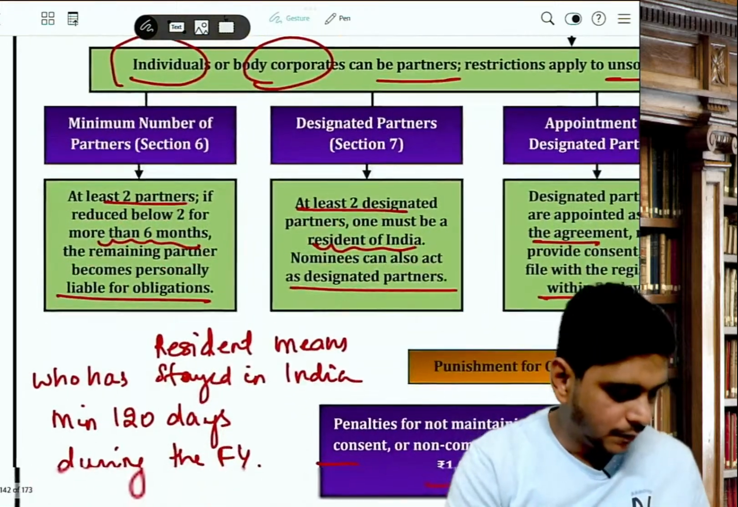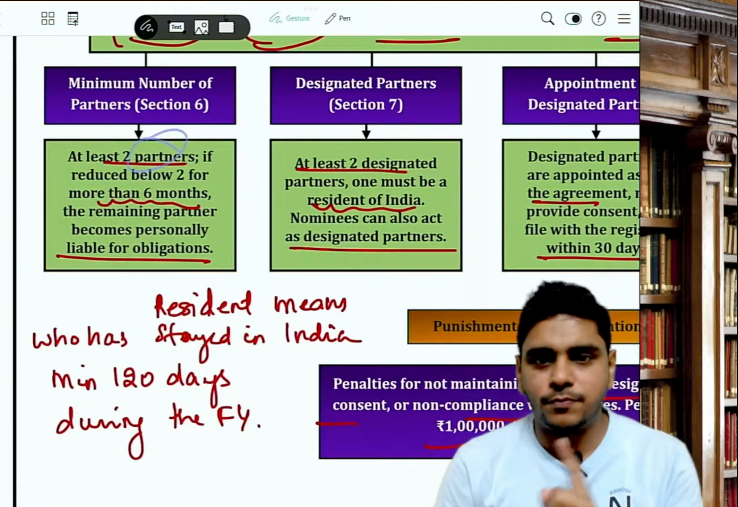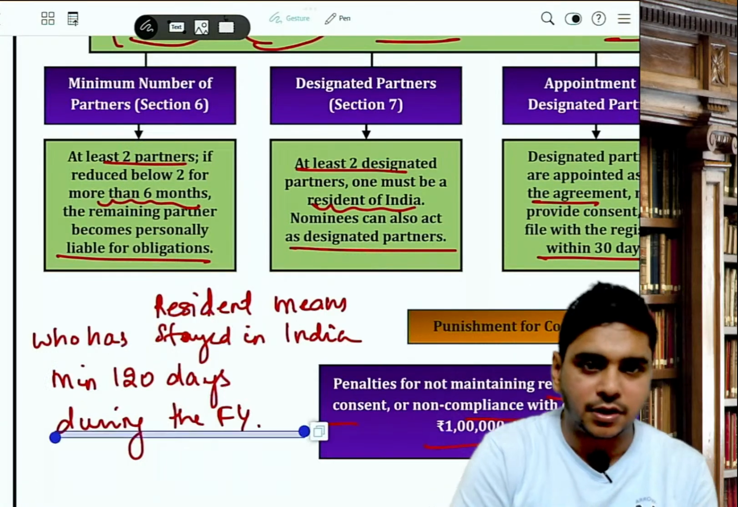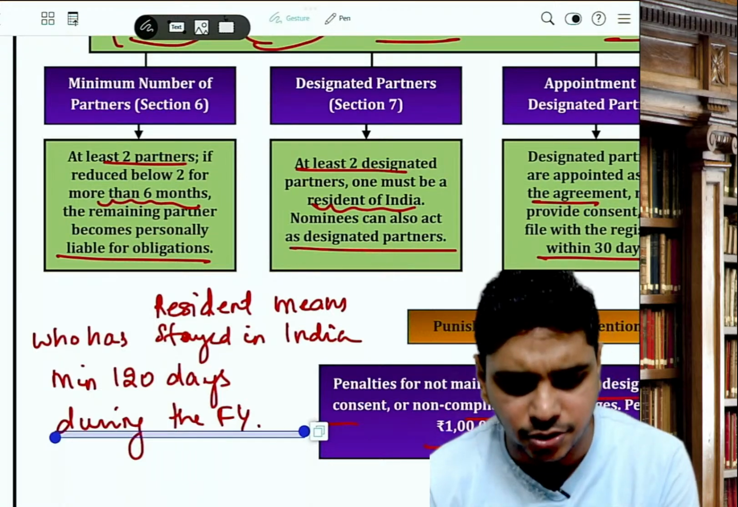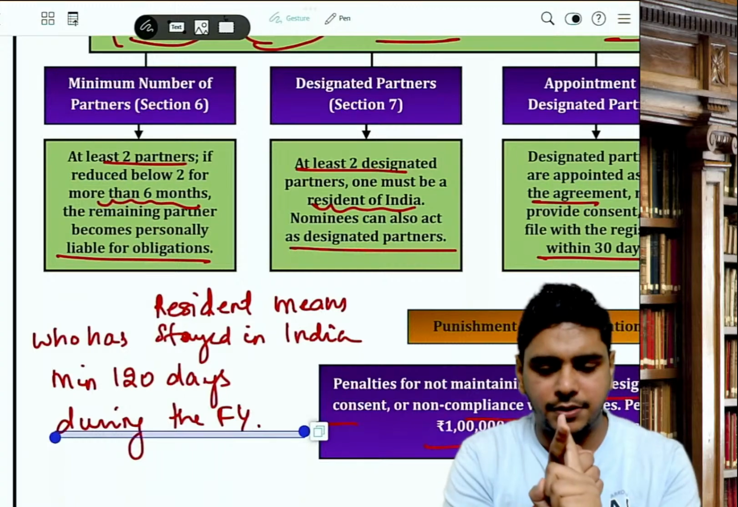Then, minimum number of partners. Sir, minimum 2 partners, out of which 1 should be resident in India. Resident basically means who has stayed in India for minimum 120 days during the financial year. One individual can become a partner.